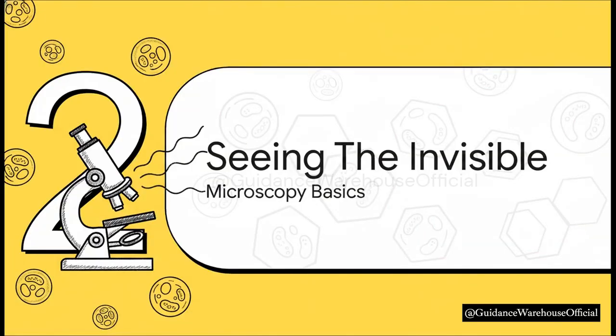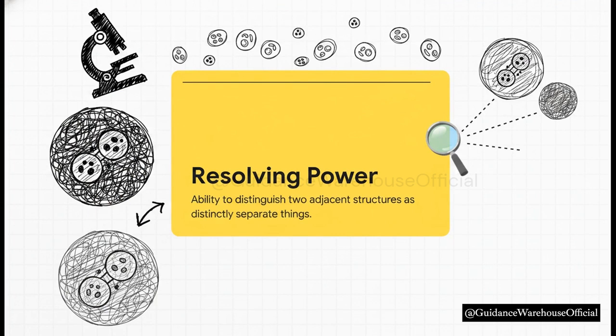Moving on to Section 2, Seeing the Invisible. Because we obviously can't see these fundamental units with our bare eyes, scientists had to invent a brilliant optical solution to peer into this world, the microscope. But when we talk about microscopes, we really need to understand 2 absolutely crucial concepts. Making something look bigger, which is magnification, isn't quite enough.